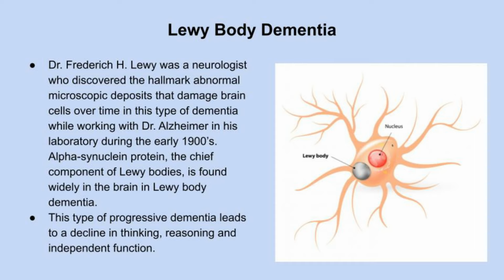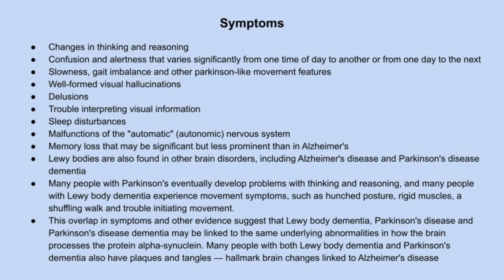Alpha-synuclein protein, the chief component of Lewy bodies, is found widely in the brain in Lewy body dementia. This type of progressive dementia leads to a decline in thinking, reasoning, and independent function. So if you look at this graph, you can see the Lewy body and the nucleus. Now, we're not really sure, but a study that was published on July 29, 2019 in Scientific Reports suggests that Lewy bodies are problematic because they pull this alpha-synuclein protein out of the nucleus of brain cells.